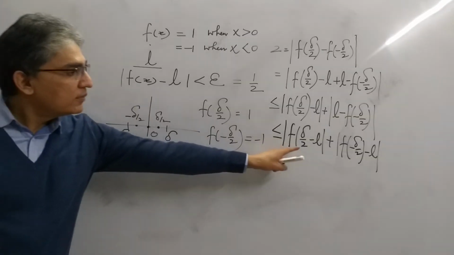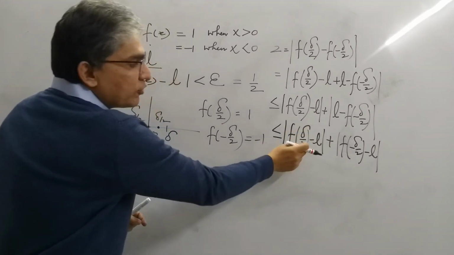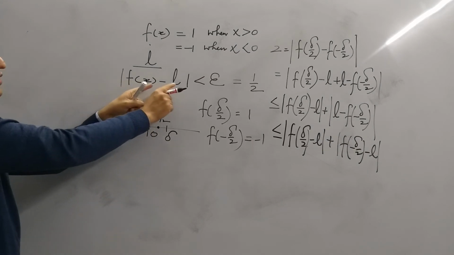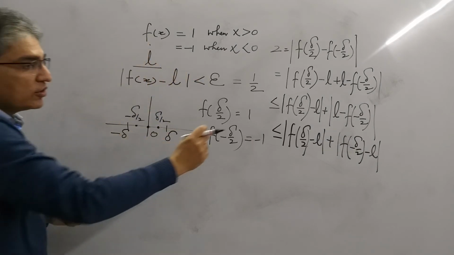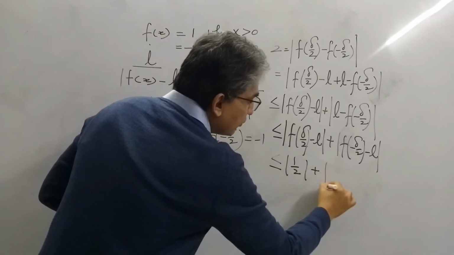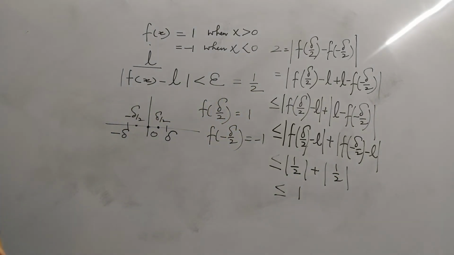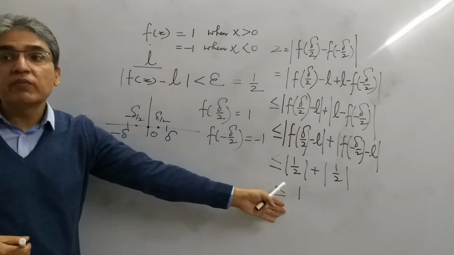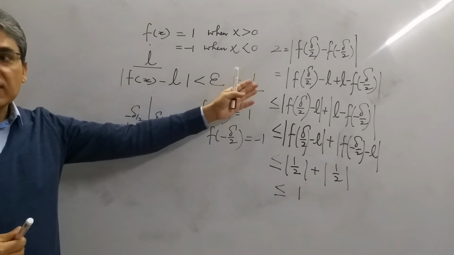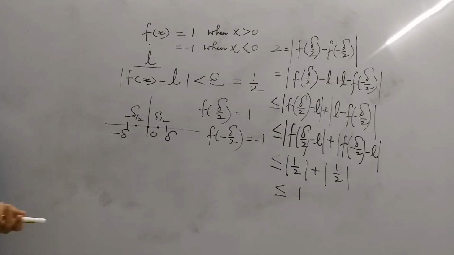Now see here. This is your function, and I have defined that the function deviates from the limit by how much? 1 by 2. So this is less than or equal to 1 by 2 plus 1 by 2, which is less than or equal to 1. So what happened? I started with 2, I ended with 1. I got the result that 2 is less than or equal to 1. Now why this contradiction? Because I cannot apply the epsilon delta argument here. The limit does not exist.